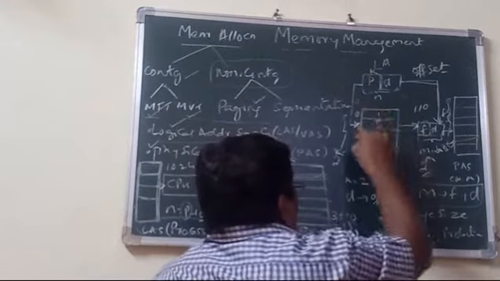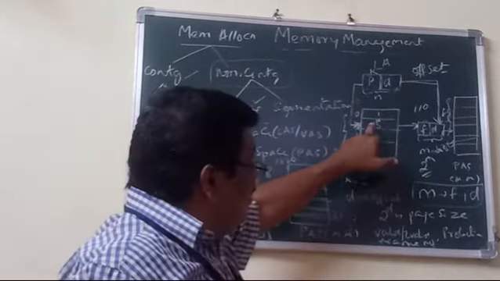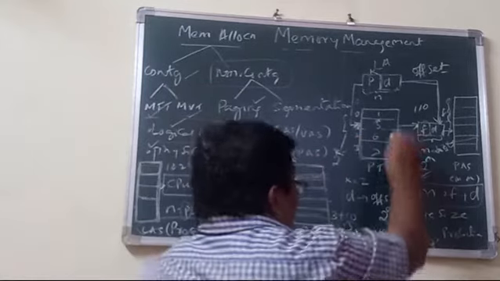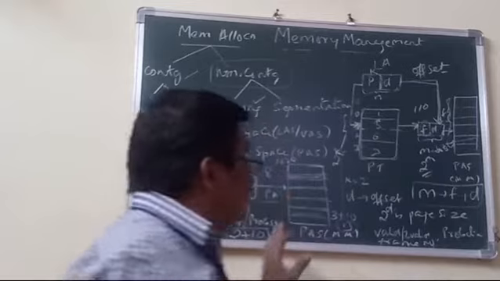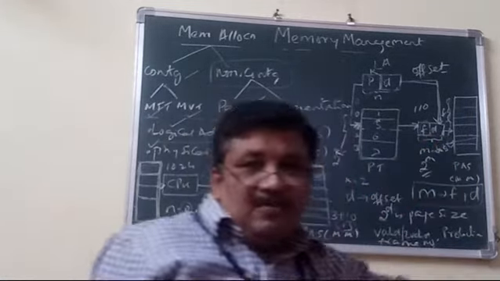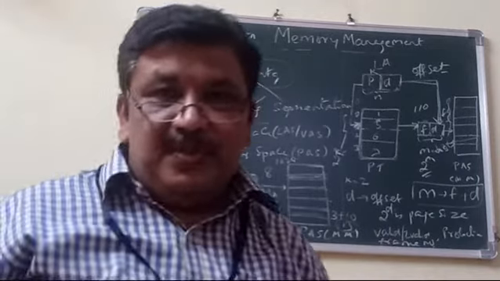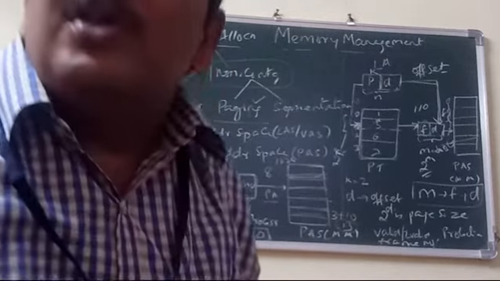Depending on the value of P, we access a particular page table entry and get a frame number. That frame number is appended with D, the offset. This FD is nothing but your physical address. Okay, I will pause this video now.